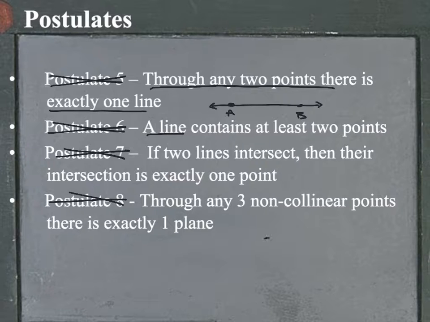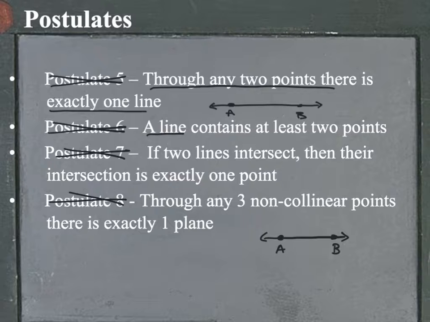A line contains at least 2 points. So to actually make a line, one of the things that we're going to need is 2 points. Otherwise, we don't know where that line would go. It needs some sort of definition. Where does this line connect to? When you start drawing a line, you need a place to connect it to. So a line contains at least 2 points. It can be more, but it can't be less than 2.